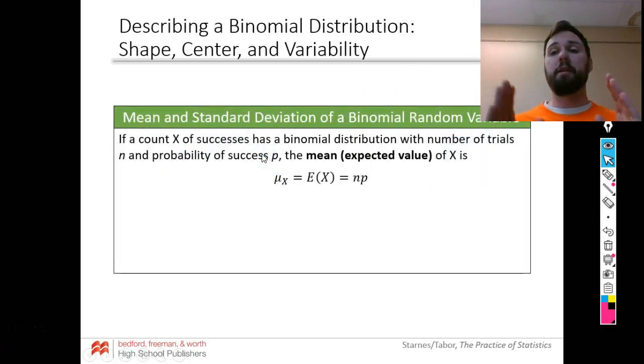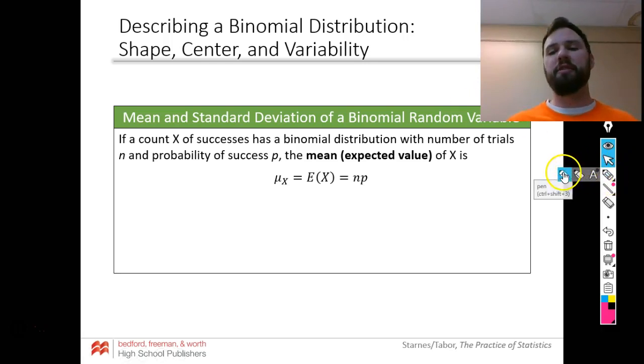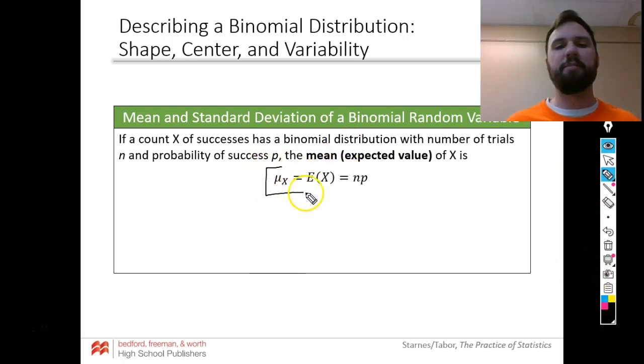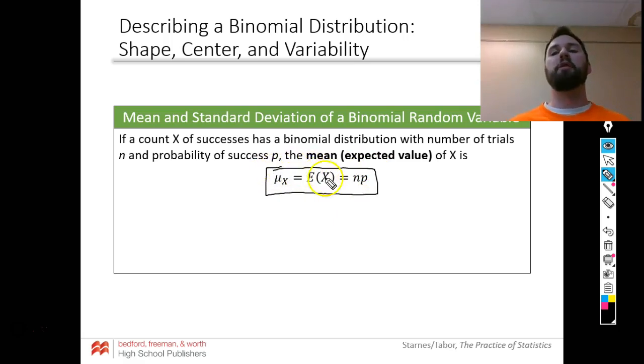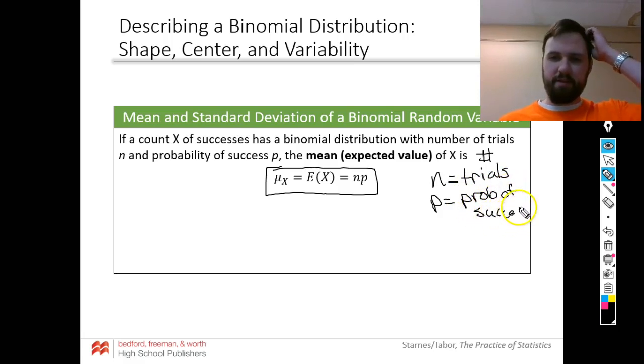All right. Meat and potatoes. What if we want to find the mean of a binomial distribution? This formula is actually a lot easier than the ones we've been doing. So the mean, the expected value, given a lot of trials, what we'd expect to get as an average, is n times p, where n is your number of trials and p is the probability of success. Not too bad.